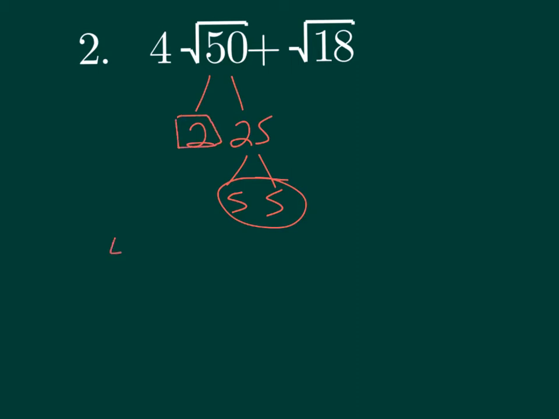So the first part becomes 5 times 5. We have a 2 left over. So remember, that goes inside the square root. 2 is inside the square root.